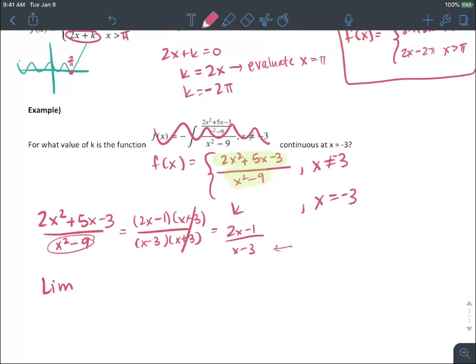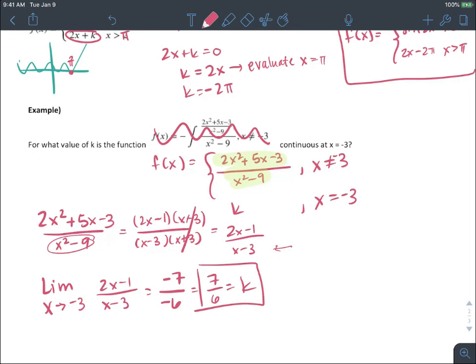So what value are we approaching so that I am continuous at x equals negative 3? How do I make the actual value and the limit value match? When x is approaching negative 3 of 2x minus 1 over x minus 3, I get negative 7 over negative 6, which is 7 over 6, which is equal to k. So that is the value I need so that I don't have a hole. All right, done.